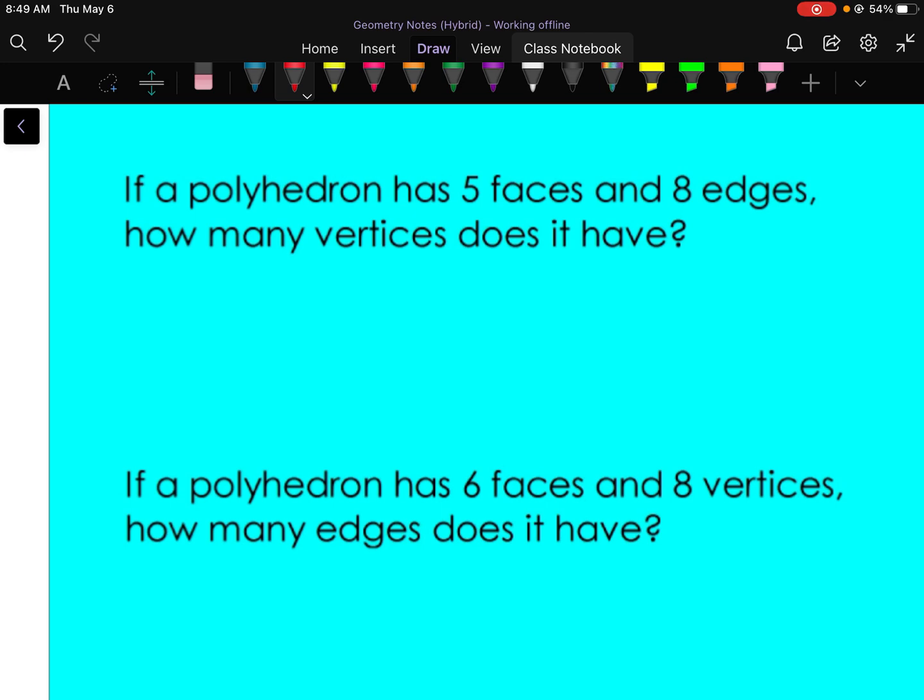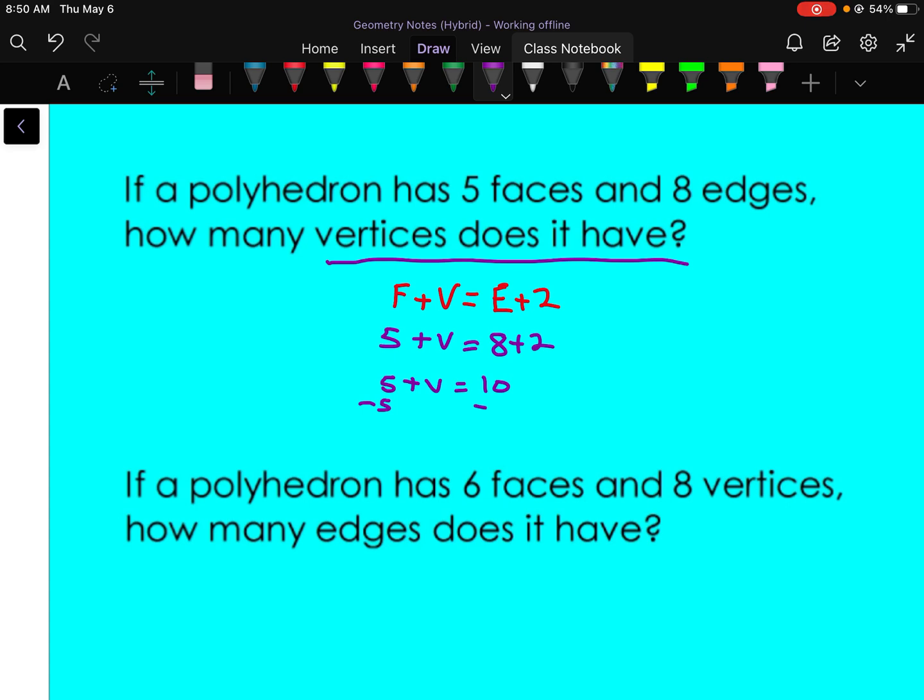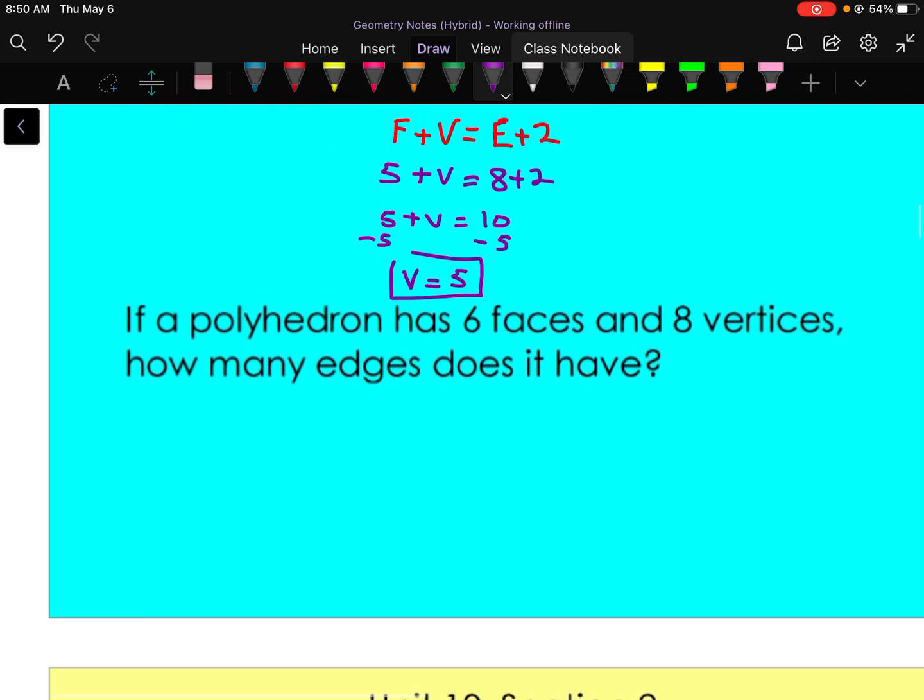So the formula again was F plus V equals E plus 2. Faces plus vertices equals edges plus 2. And you just fill in your information. We have 5 faces. Don't know how many vertices, because that's what we're trying to find. The edges are 8 plus 2. So 5 plus V equals 10. Subtract 5. So that means this polyhedron must have 5 vertices. If you want to get creative, you can certainly try and draw it. But let's try another one here.